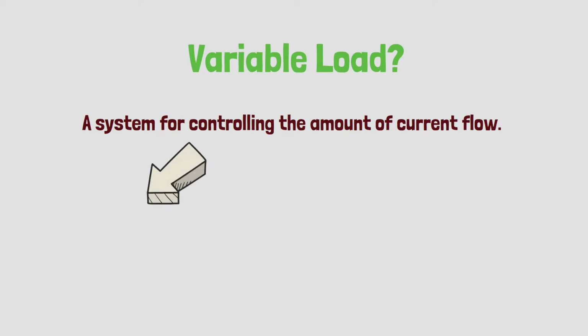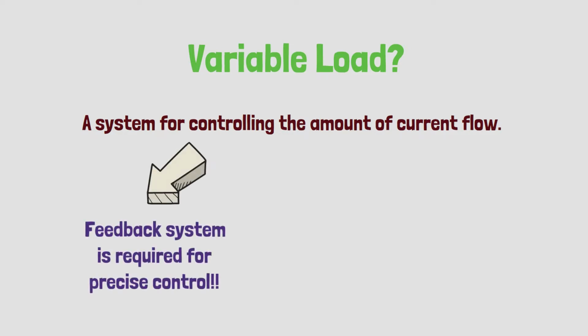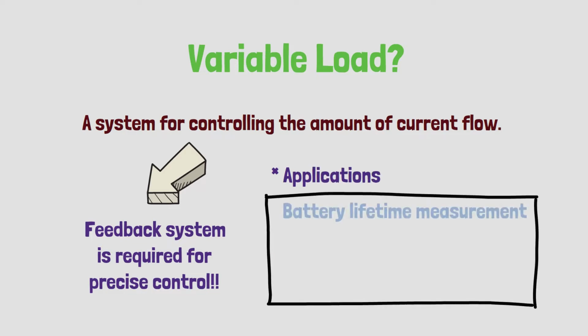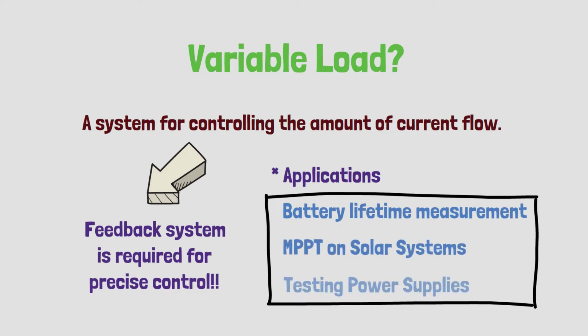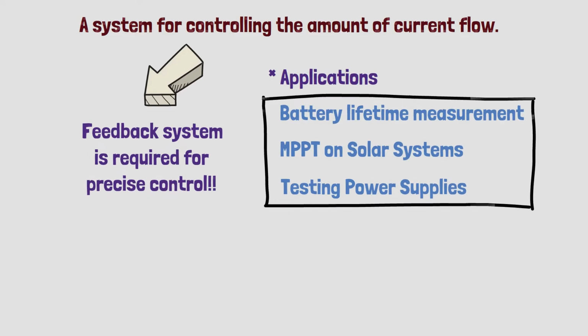This requires a feedback loop for controlling precisely and to cope with environmental changes that would otherwise bring the system to behave differently. The applications for variable loads include battery lifetime measurement, MPPT for solar systems, testing power supplies, and many more. The key element for implementing this variable load is the MOSFET.